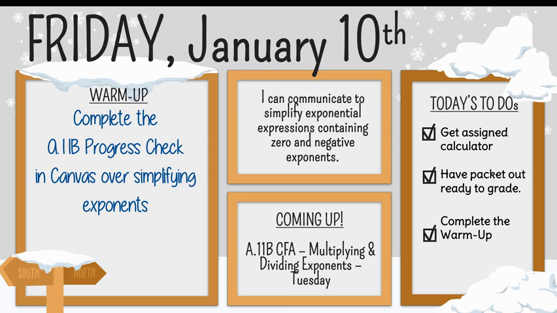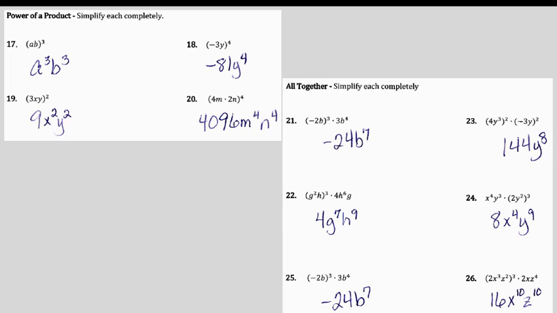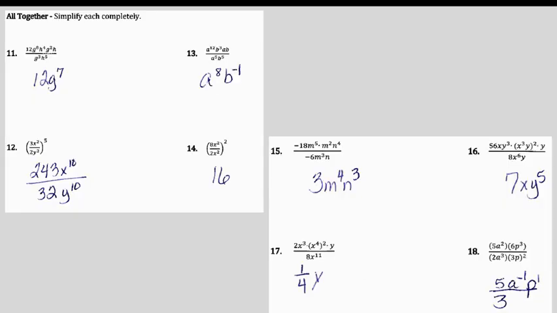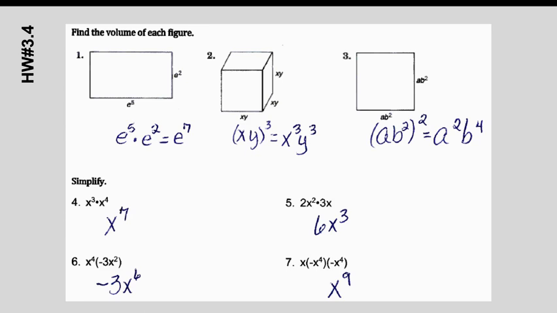Okay, so today we're going to go ahead and start with our progress check. So please go ahead and complete that on Canvas. Your CFA on multiplying and dividing exponents is on Tuesday. So checking your homework, this is the back side of 3, 2, 3, 3, 3, 4.